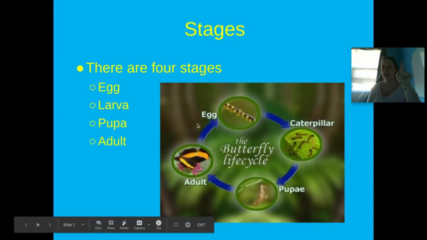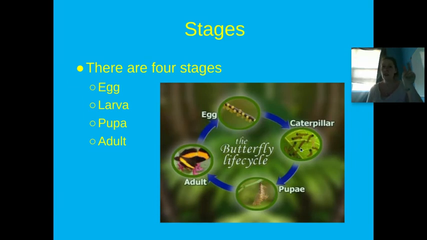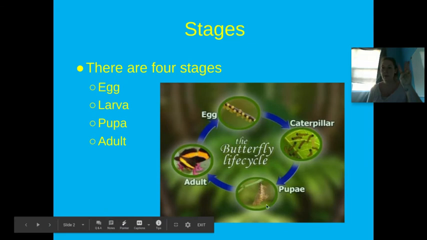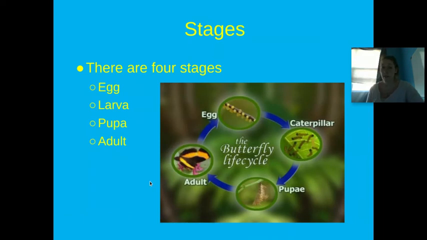The first is the egg, so that would be right here. The second one is the caterpillar. As you would know it, that was also larva. The third one is pupa. Another one you might know that as is when they're in their chrysalis or their cocoon. Fourth is the adult stage, when they are an actual butterfly.